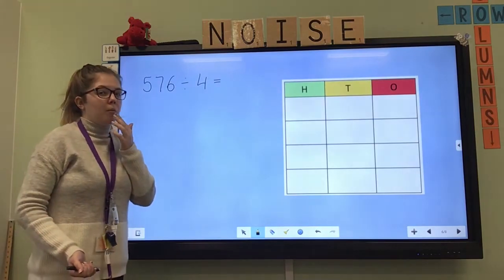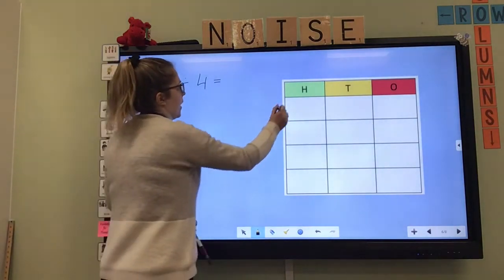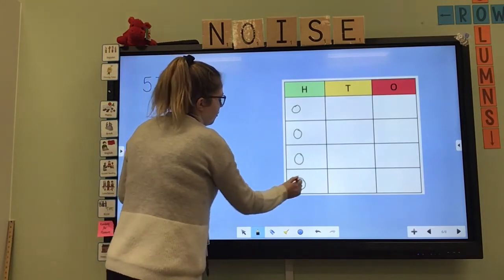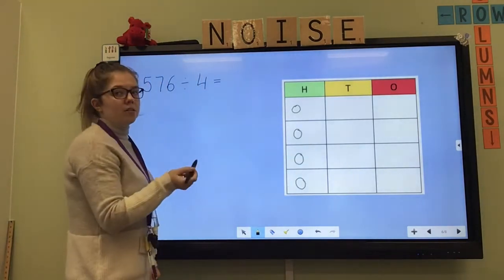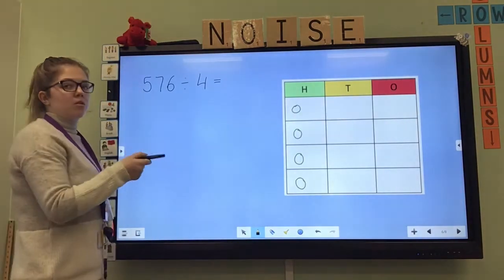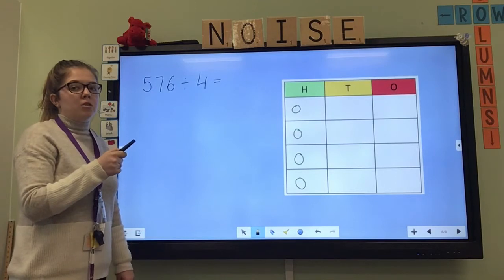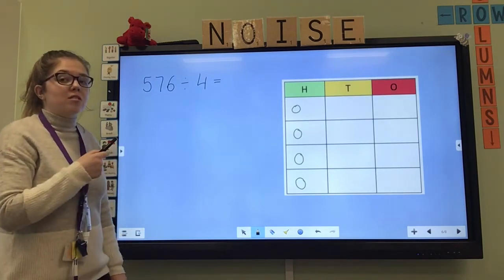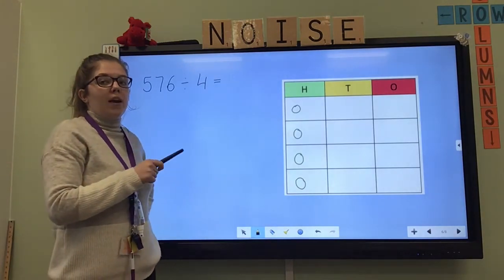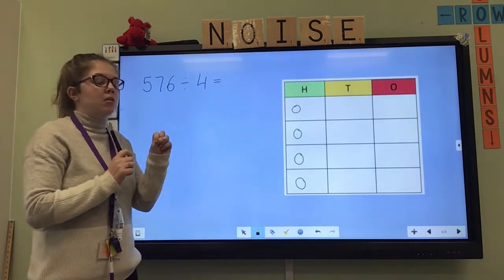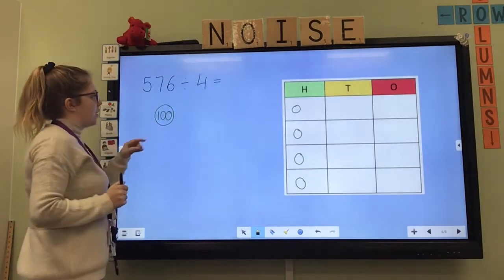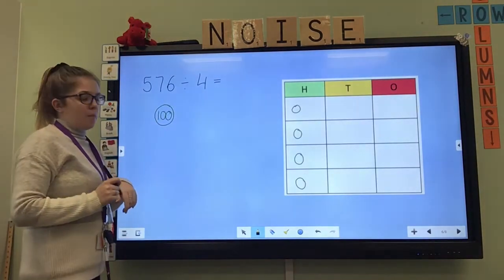Does anyone think what might happen this time? So again, I'm going to go 1, 2, 3, 4. I've still got 100 left over. I haven't been able to share. What do we think we need to do to that 100? We need to exchange it into tens. So how many tens would I get for 100? Imagine we had our place value counters like I used yesterday. I've got my 100. What would that be?